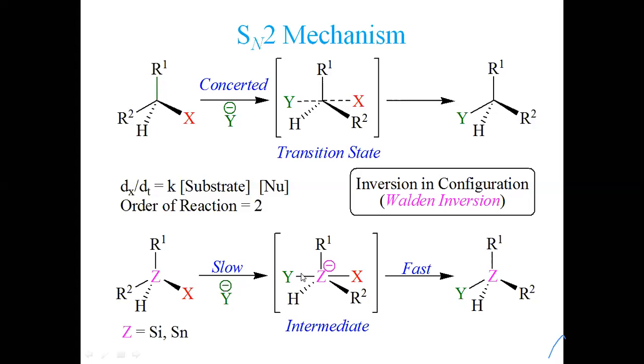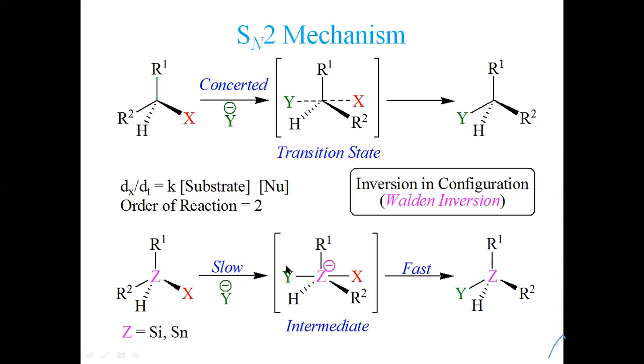So when Y is making a bond, this Z, which is tin or silicon, carries a negative charge because it has 10 electrons in the valence shell. These 2 electrons are coming from the nucleophile. So it is making first a bond with the nucleophile. Then in the next step, this X leaves with the electron pair. So this Z carries 8 electrons again. So what is happening? We are getting an inversion in configuration as well. But mechanistically, this reaction is done in 2 steps.